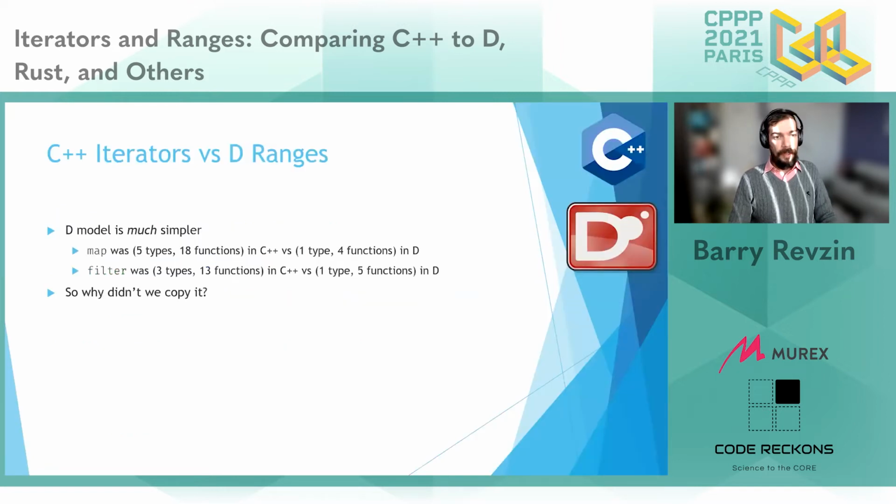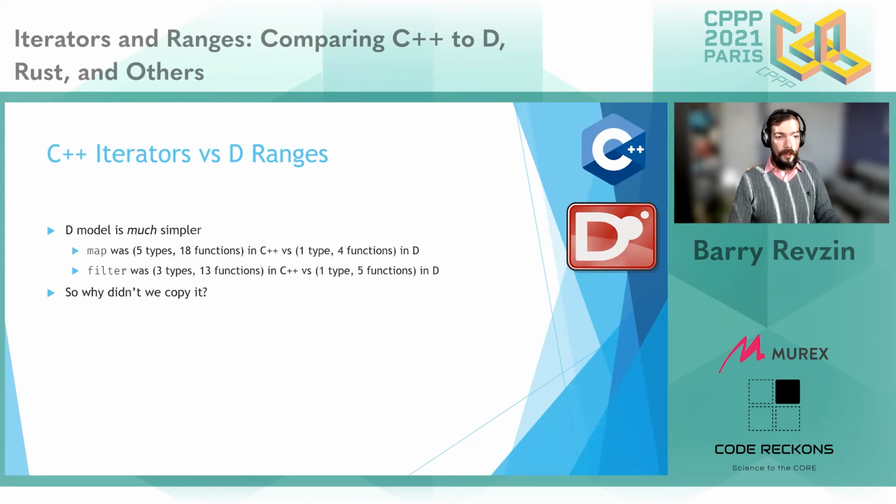So even given that, I've kind of shown that the D model is clearly simpler, right? A map was 18 functions in C++, but it's only 4 in D. Filter was 13 functions in C++, but it's only 5 in D. Obviously, the D model requires less code overall, and the D model predates C++ ranges.